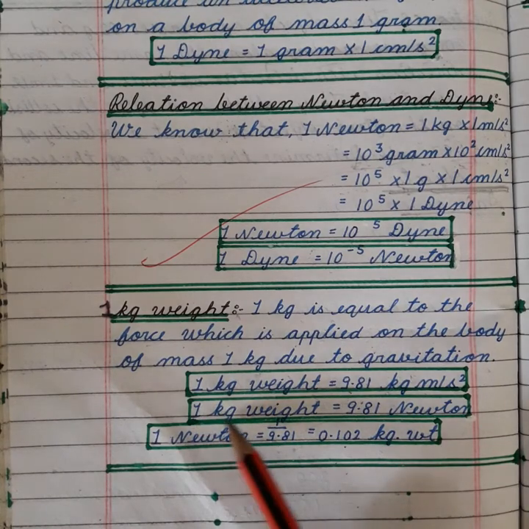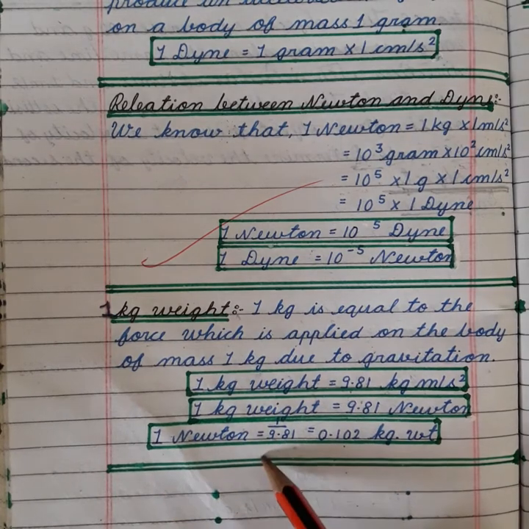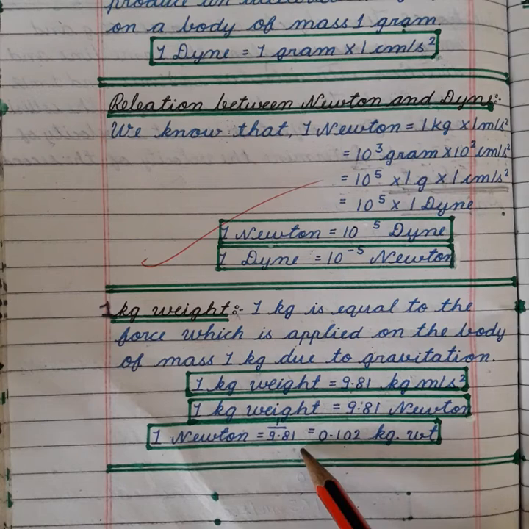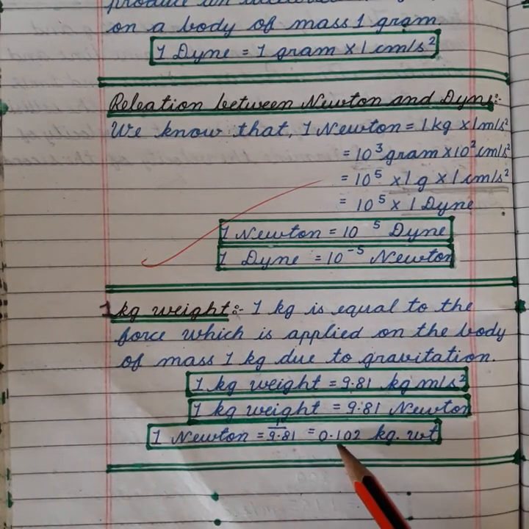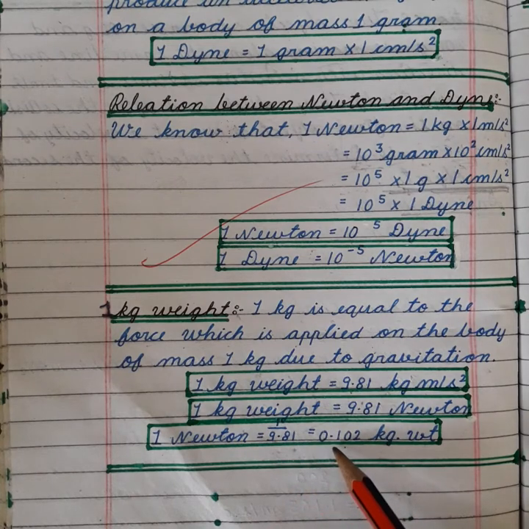So in the next line, 1 kg weight equals 9.81 Newton, and 1 Newton equals 1 upon 9.81 kg weight, or 0.102 kg weight.